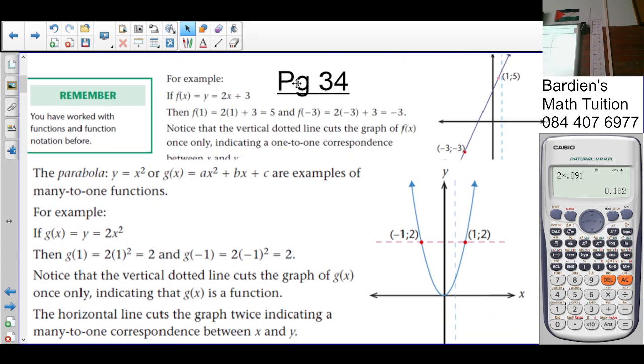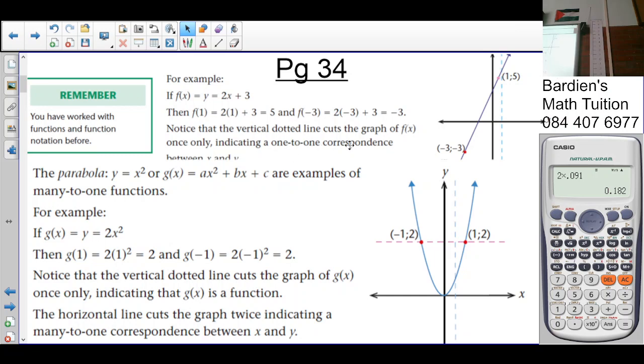Here we are told, for example, f of x equal to y equals 2x plus 3. They didn't need to put that y there. Then f of 1 is equal to, so if I see a 1, at x I put a 1. So it's going to be 1 times 2, which is 2, plus 3 is 5. Then they want to know f of minus 3. So wherever you see an x, you put a minus 3. 2 times minus 3 is minus 6, plus 3 is negative 3. Can you see that, people?